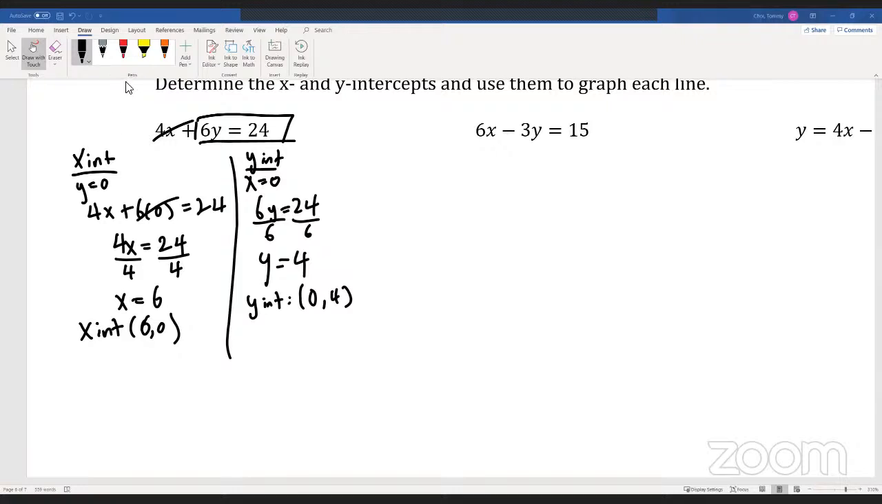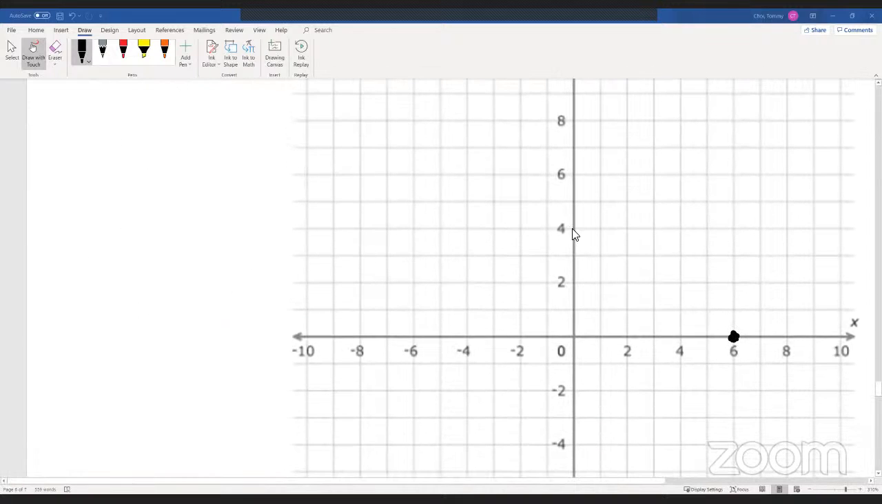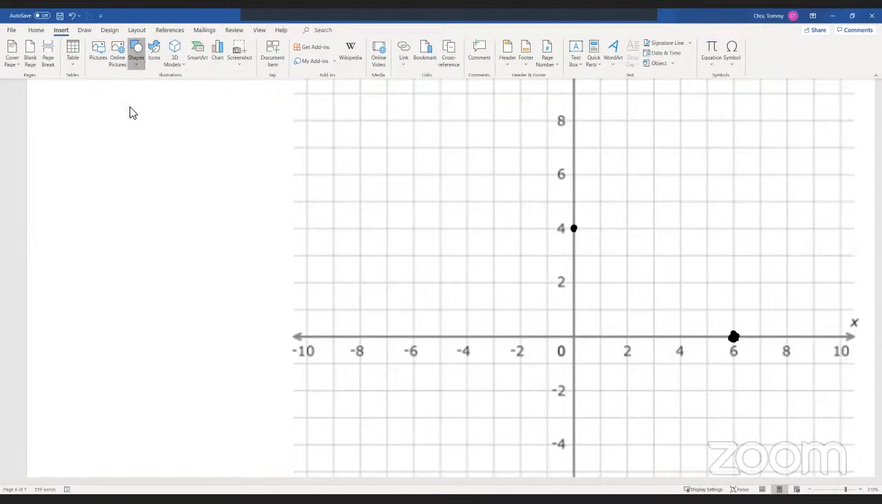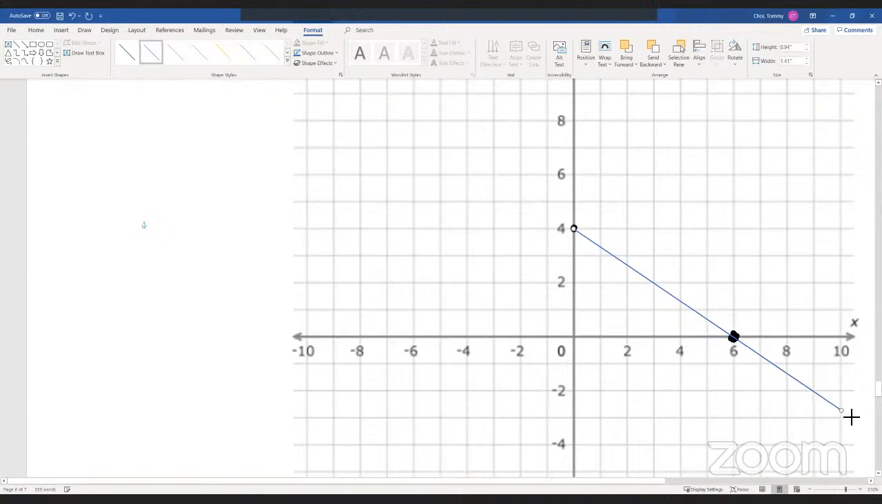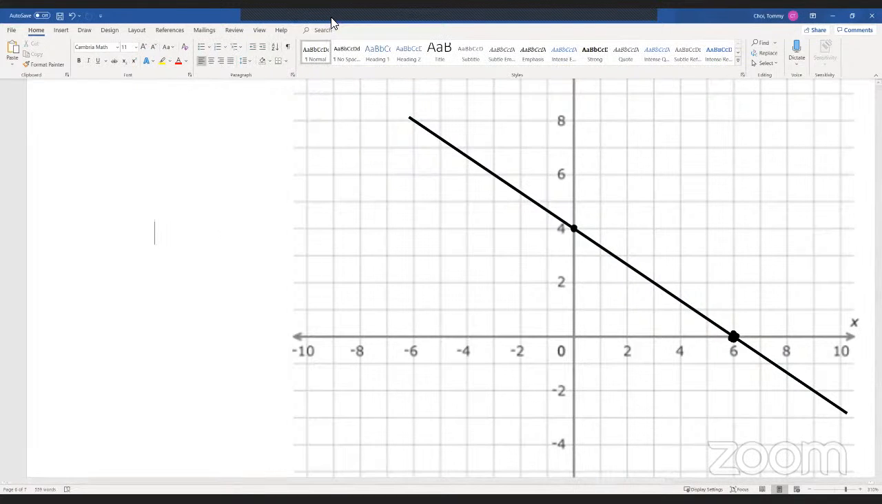Okay, so we're going to keep going here. So we have (0, 4). We're going to plot that point on here. Right? And then we can connect that with a straight line, just like that. And we can extend that much longer, make that nice and long, and then fill that in. Boom. And so there's our line for the first one.